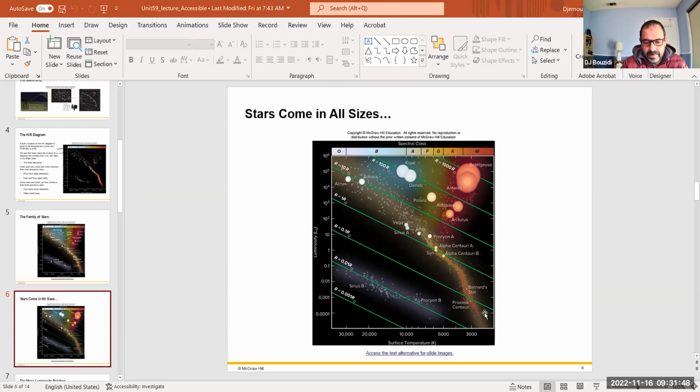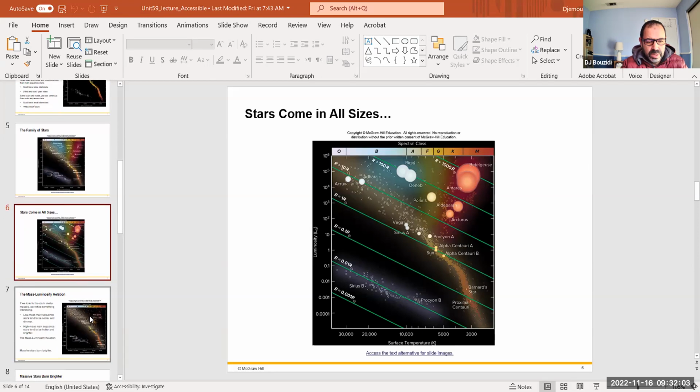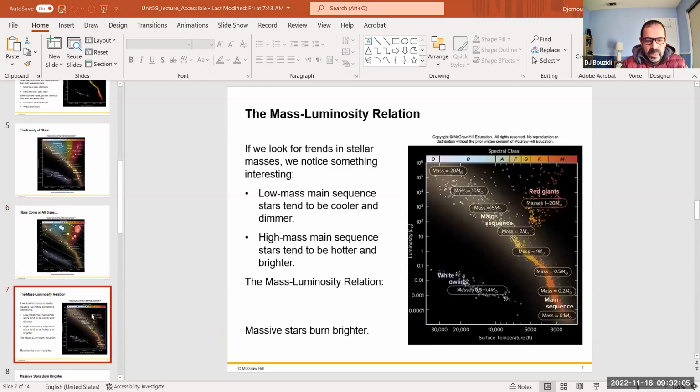Versus, for example, Proxima Centauri, I'm sorry. Proxima Centauri, which is about a 10th, which is about the size of Jupiter, actually, in terms of physical size. But it's much more massive than Jupiter, of course. It's a star.